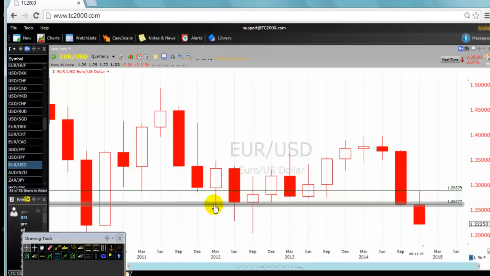This candle did close near the low of this quarterly candle. The key levels: the market is always, the price is always moving from one key level to the next. We want to know where the key levels are so we can navigate through the markets.